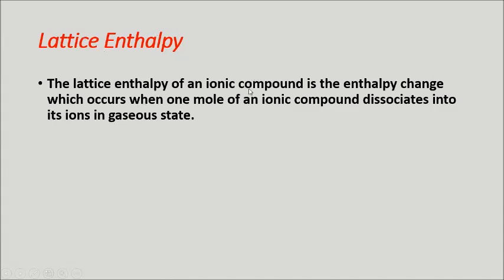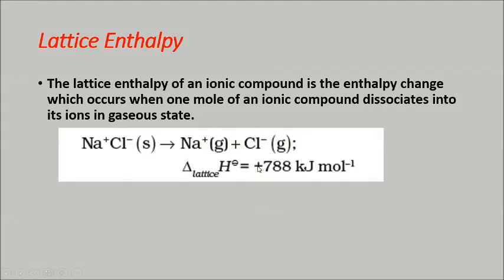The lattice enthalpy of an ionic compound is the enthalpy change which occurs when one mole of an ionic compound dissociates into its ions in the gaseous state. That is said to be the lattice enthalpy of that ionic compound. Like NaCl, Na+ and Cl- ions are there. So when this NaCl dissociates, we get Na+ and Cl-, and it has a lattice enthalpy which is given as 788 kilojoules per mole.